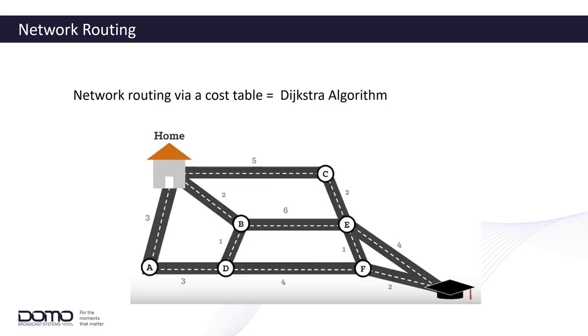Now, how do we route data through the network? Well, we use Dijkstra's algorithm. And everyone's familiar with this. You've never heard the name, but everyone's familiar with this because this is the same as the way SatNav works. So if you're trying to get from one place to another, you don't always go the shortest route. You go the fastest route.